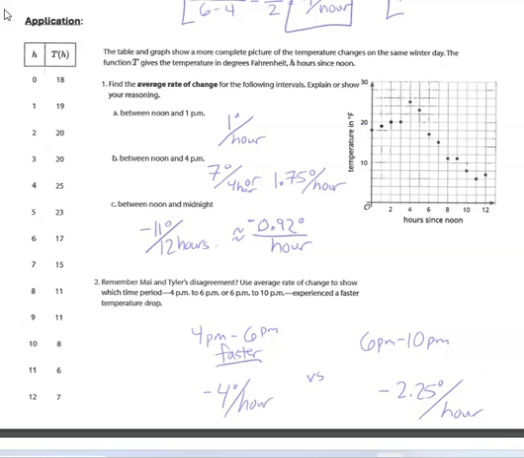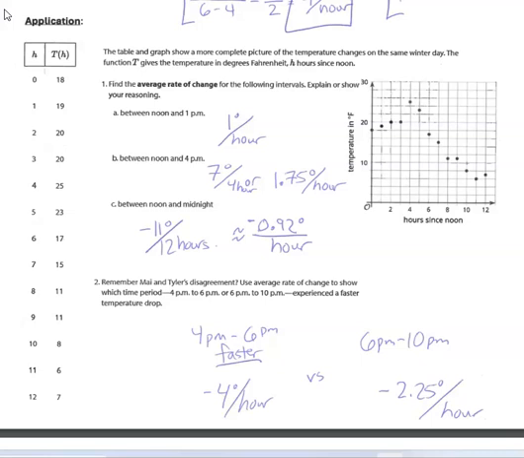So if you pick the point at noon and the point at 4, you find out that it is going up by 7 degrees over 4 hours, which is 1.75 degrees per hour. That doesn't necessarily mean that every hour is going to be perfectly 1.75 degrees, but when you average everything together, you will get 1.75 degrees per hour.